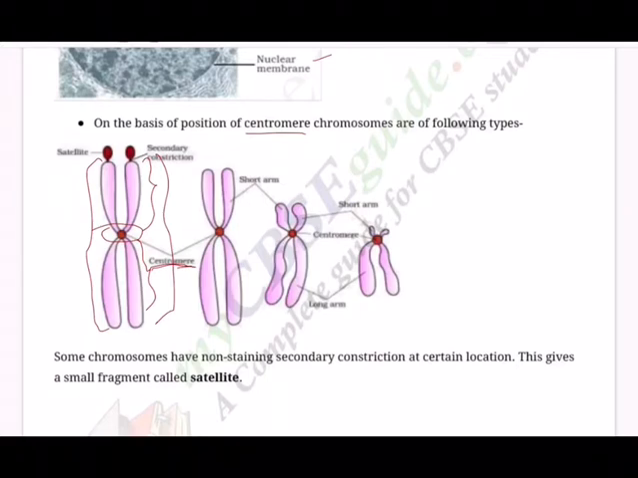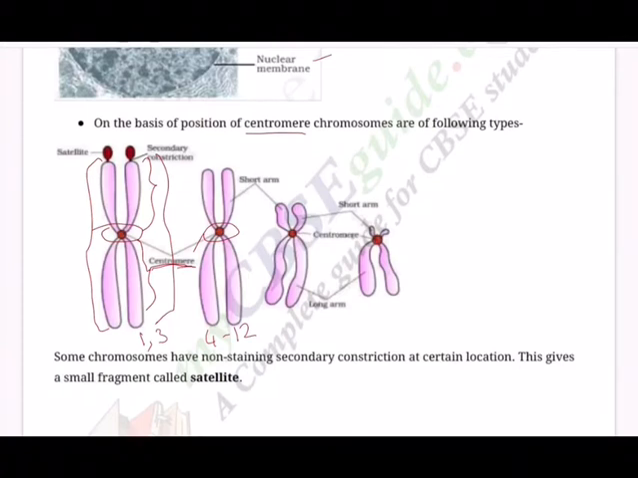Submetacentric chromosomes, as the name says, have the centromere slightly offset. You see here, it's slightly not in the center, leading to a slight asymmetry in the length of the two sections. Human chromosomes 4 to 12 are submetacentric.